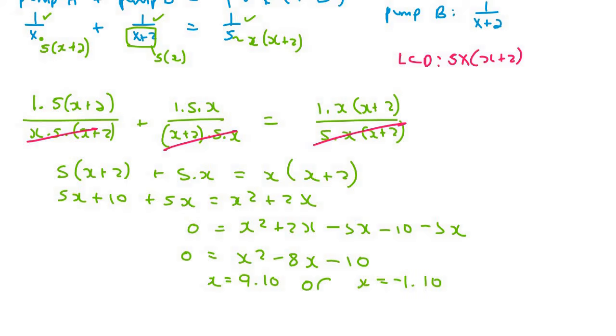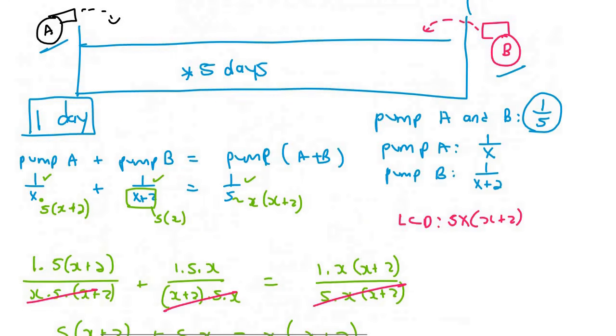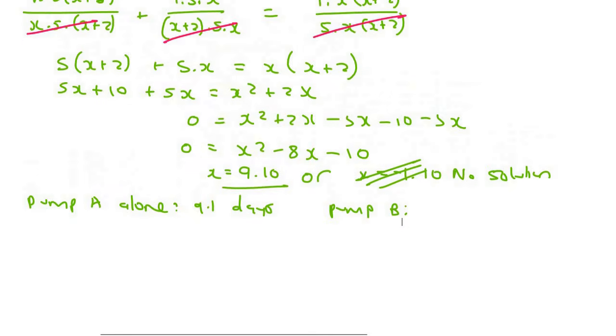Now remember, x is the amount of time needed for pump A, so you can't have a negative time. That'll be no solution over there. And so pump A takes 9.1 days if it works by itself. And then pump B, if we remember correctly, takes 2 days longer. So pump B, if it works by itself, will take 11.1 days. And then if they work together, then of course they take less time, and that's when they take 5 days. But there's the answers for this one.